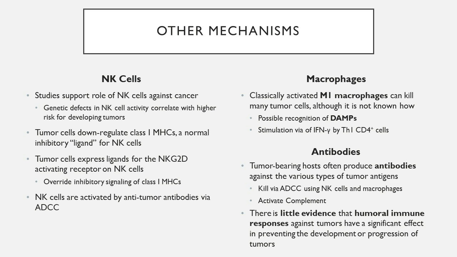Fascinating. Just fascinating. Now, moving on from CD8 plus cells, our body has other immune response mechanisms that help fight against tumors. The first being through natural killer cells. We certainly have evidence of that in that there are many studies that support the role of natural killer cells against fighting cancer. So, for instance, we know that genetic defects in the development of natural killer cells correlates with higher risk for developing tumors.